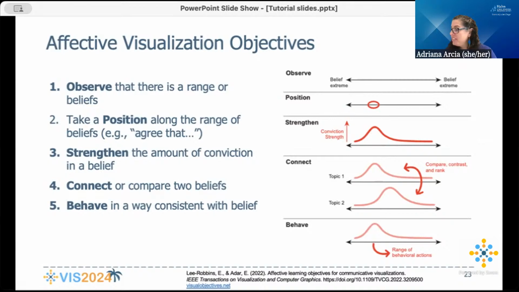Okay. Alvita says, takes a position to agree that change in sedentary behavior lowers the risk of X. Yeah, you can agree or disagree. That's a perfectly great example of one of the lower level affective objectives. Thank you, Alvita. Jonathan says to agree that sedentary behavior has negative impacts.